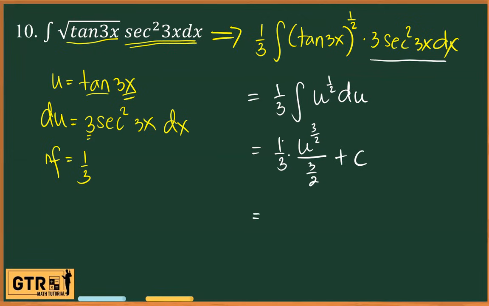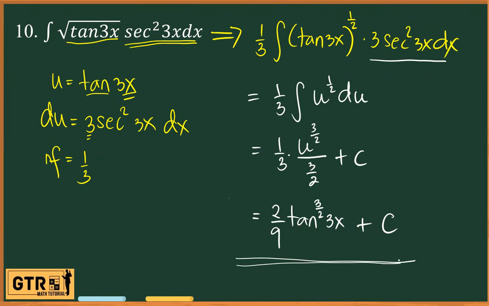So 2 will go to the numerator. We have 1 times 2, so that is 2 over 9. And then the value of u is tangent 3x. So therefore, we have 2 over 9 tangent 3x plus c. The exponent is 3 over 2, so just write the exponent 3 over 2 beside the tangent. So this is our final answer: 2 over 9 tangent 3x raised to 3 over 2.